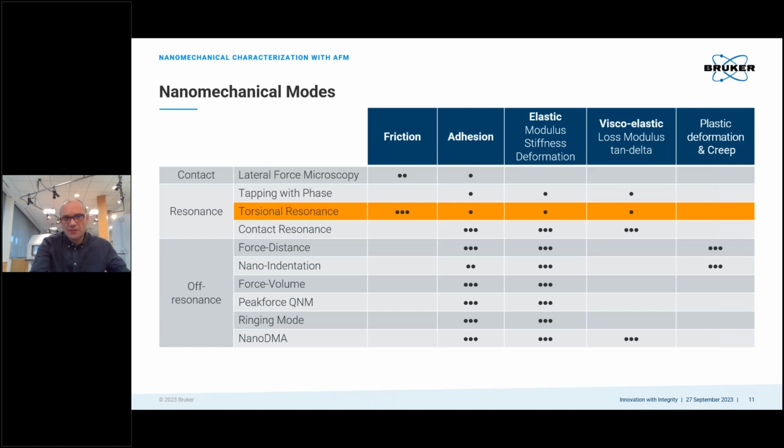So I'll move from tapping mode imaging, and you see there's a lot of modes we want to cover. I won't go into too much depth in any of them, but we're happy to do that offline or afterwards if somebody has specific questions. Switching to torsional resonance mode.